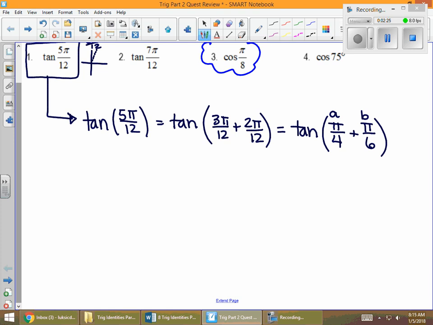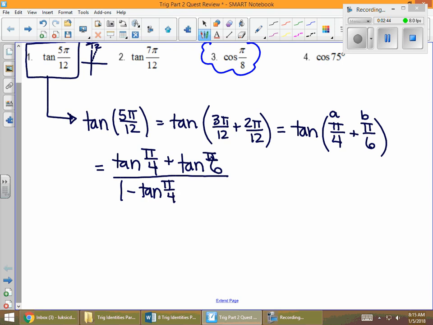So, our sum equation is tangent of the first angle plus tangent of the second angle, all over 1 minus tangent of our first angle times tangent of our second angle. And I think sometimes when you're using these equations, it's helpful to stick that multiplication symbol in there. Alright, now we need to put our values in.